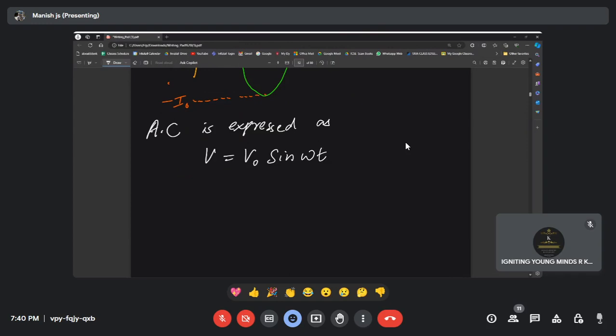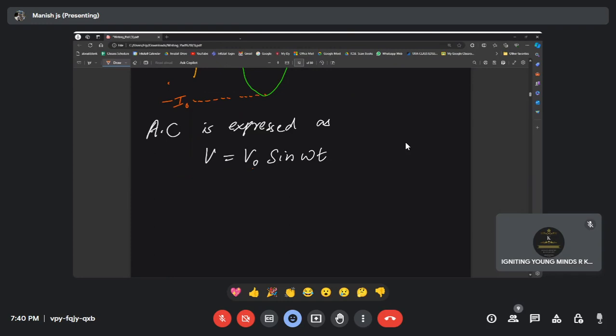Now for alternating current, we express the voltage, and the relationship is given like this. In the same way, how do we express the current? Let us see that also. Before we see the current expression, in this expression, what is V? What is V naught? What is omega? What is T? We need to understand each and every term individually.